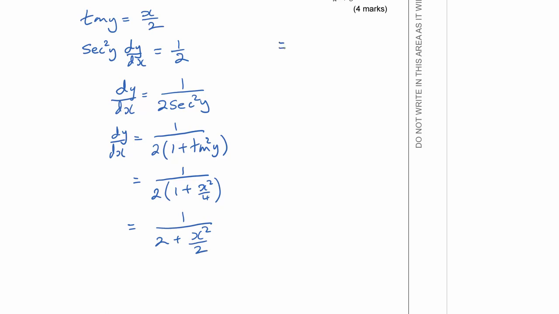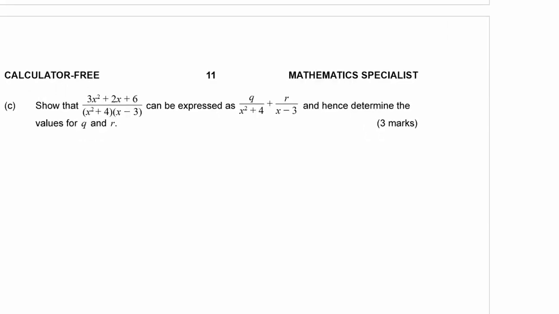And so, if we multiply top and bottom of that by 2, we get 2 over 4 plus x squared, which is of the correct form, with a equal to 2 and b equal to 4. Okay.